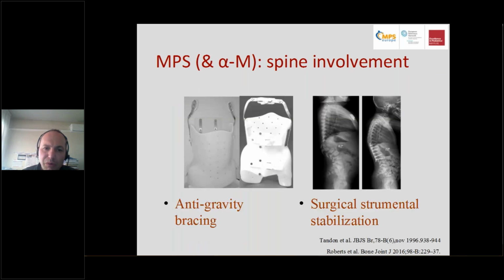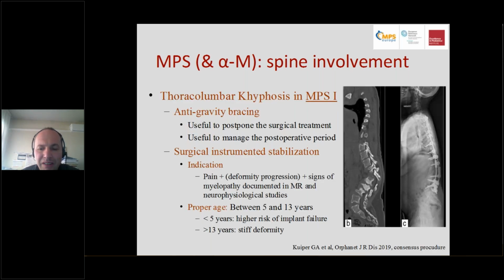So, what are we going to do for this thoracolumbar kyphosis? Are we going to use the anti-gravity bracing for all life? Are we going to operate on all of them? I have to say that this is not well defined in the literature, but there was a consensus conference for MPS 1, and we can take inspiration from it, where it was stated that the anti-gravity bracing is useful to postpone the surgical treatment and to manage the postoperative period, while the indication for surgical stabilization is pain plus signs of myelopathy.